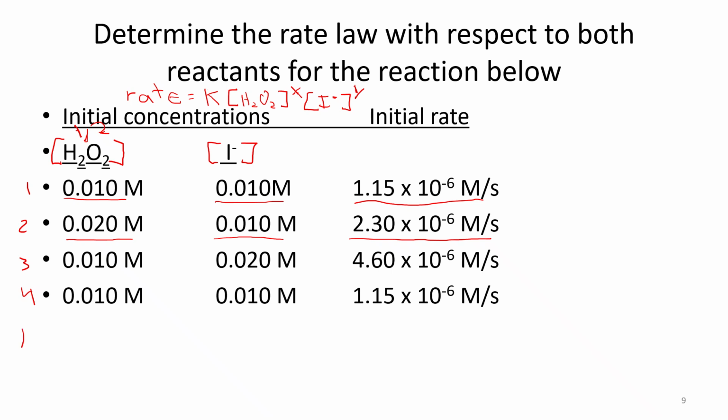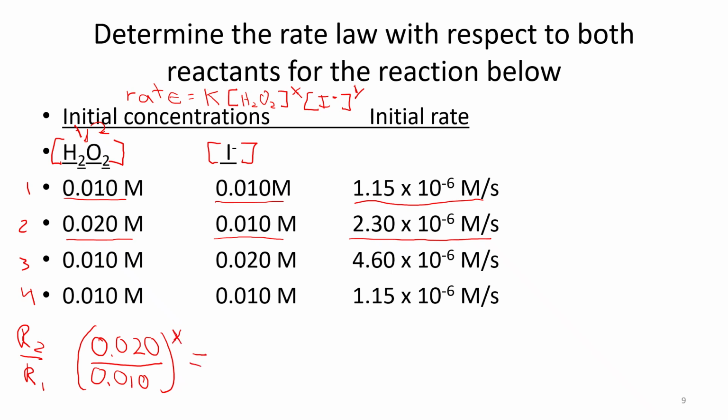Down here, I'm going to put R2 over R1, and then I'm going to take the concentration. I'm going to take my larger number and put that one on top. That's my concentration at experiment 2. And then I'm going to put the concentration of experiment 1 underneath here. I'm going to put some parentheses around this, and then I'm going to figure out what my x is.